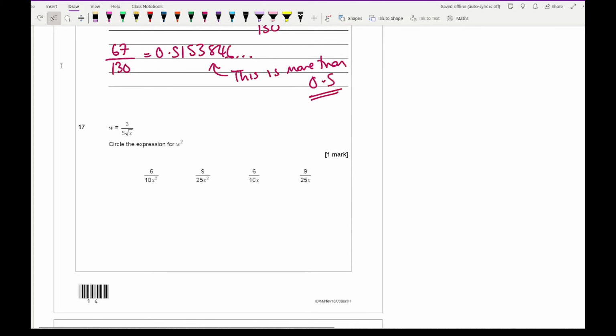And for question 17, it says W equals 3 over 5 root x, and it says circle the expression for W squared. So if we square all of this, well, 3 then becomes 9, 5 becomes 25, and root x then becomes x. So that's what we're looking for, and that's alpha.